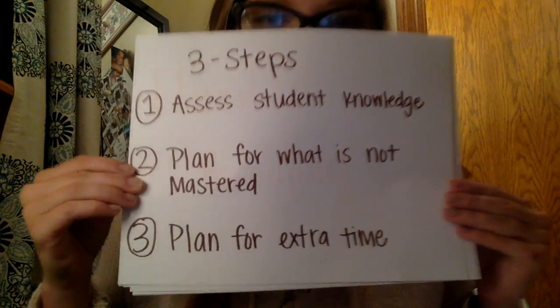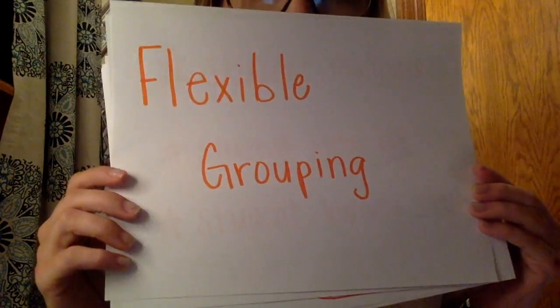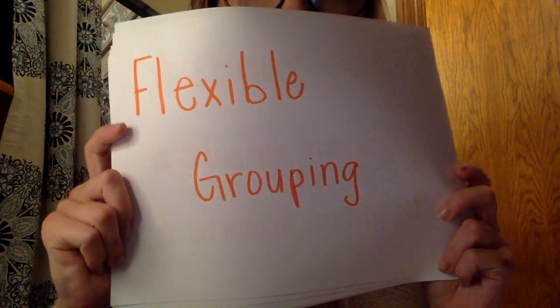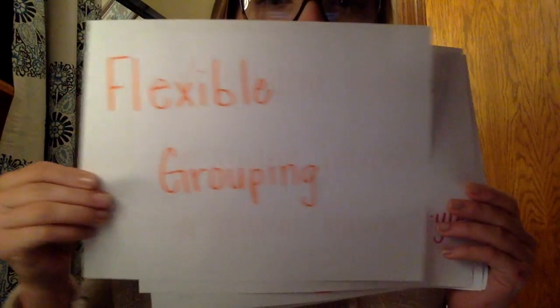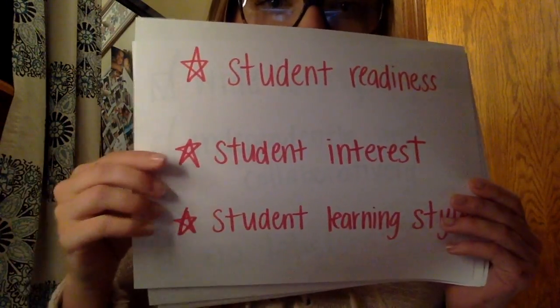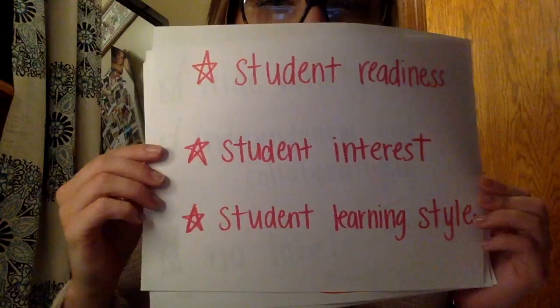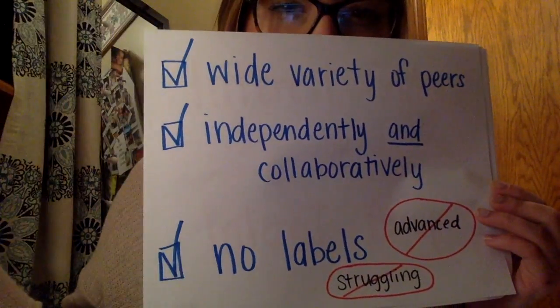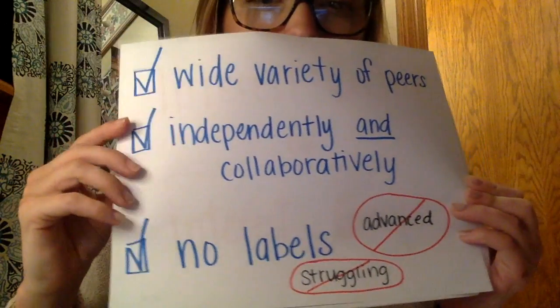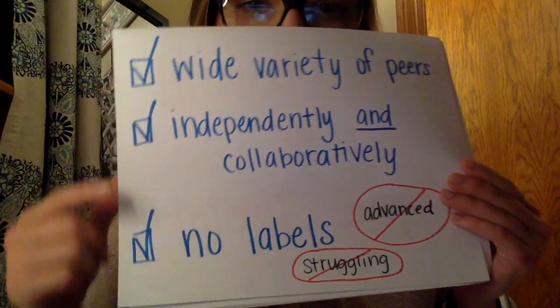Another strategy is flexible grouping. Flexible grouping involves grouping students based on the match of the task to student readiness, interest, or learning style. By using this strategy, students are able to work with a wide variety of peers, work both independently and collaboratively, and are deterred from being labeled as simply advanced or struggling.